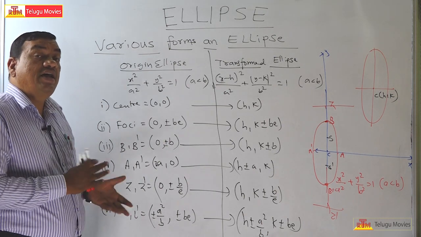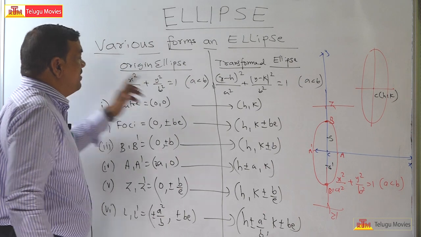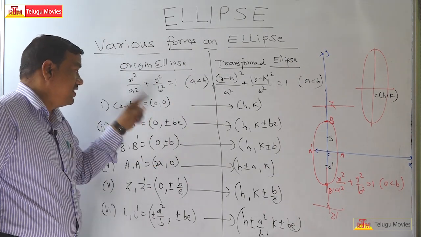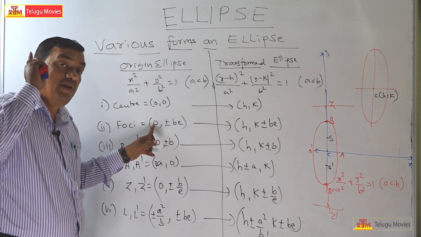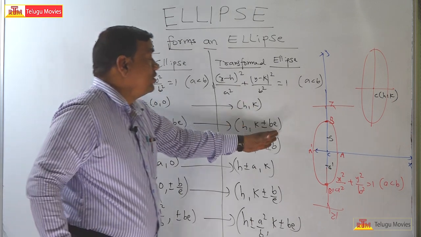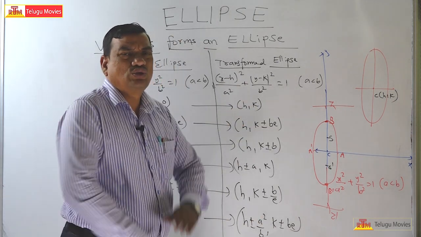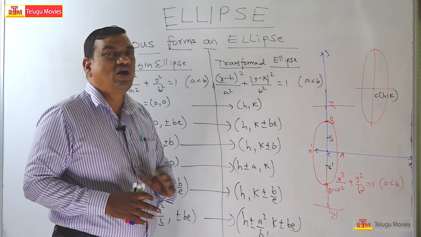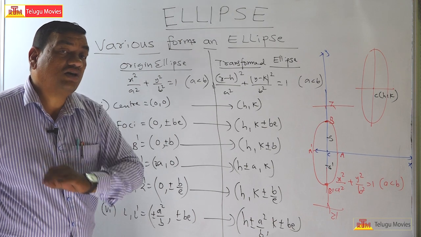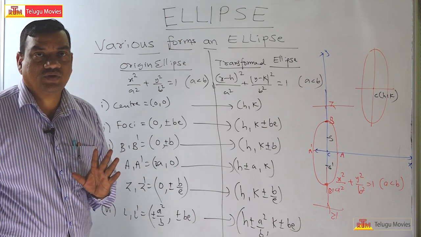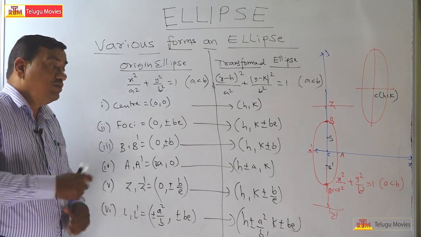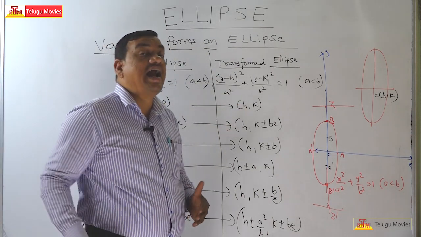You also comparatively study for when a is greater than b and a is less than b. There the center is (0, 0), here also (0, 0). The foci are (plus or minus a e, 0) here, and (0, plus or minus b e) there. So that you can remember these formulas. Don't learn all the formulas by heart. If you start remembering all of them, it becomes a headache, and there is a lot of chance of confusion. So remember the original ellipse formulas, then you can apply here just by adding h and k.